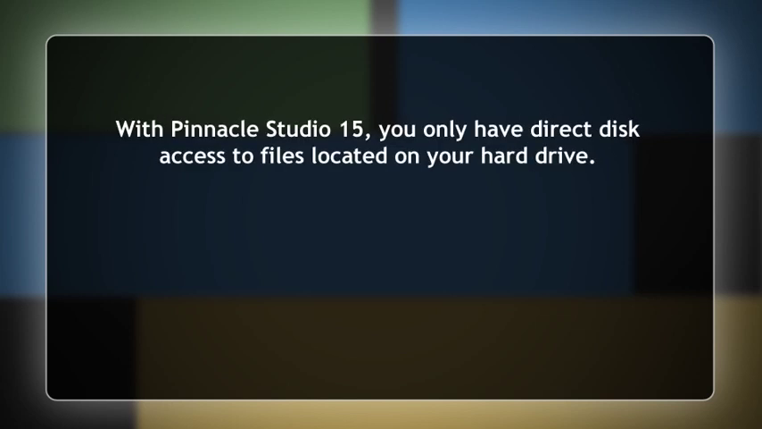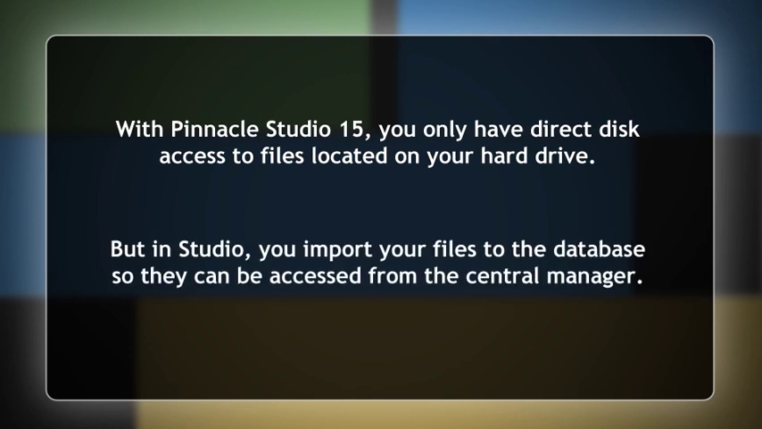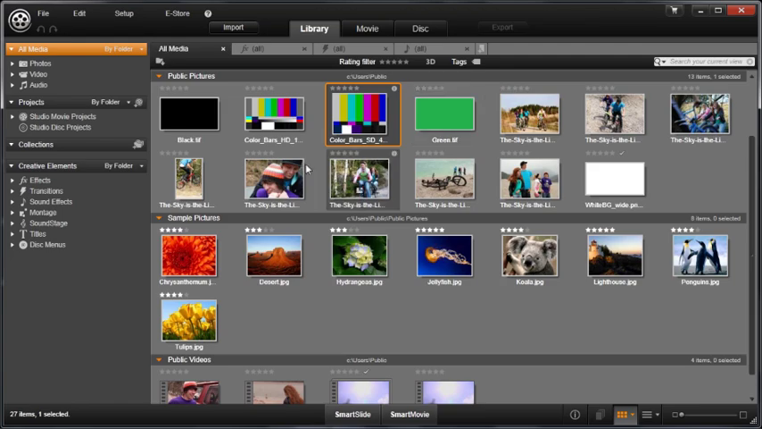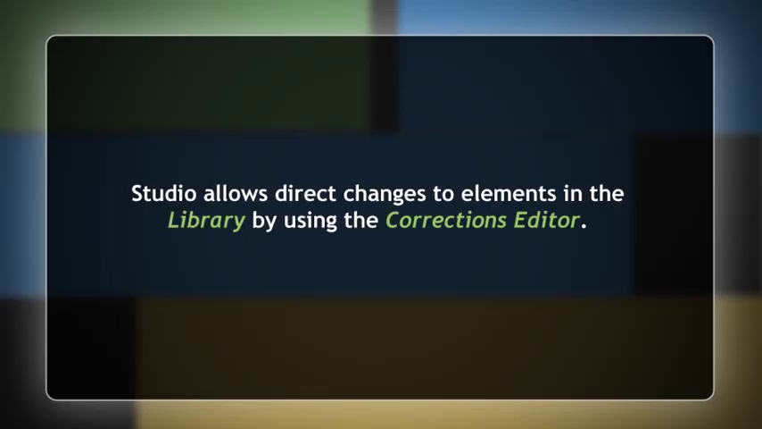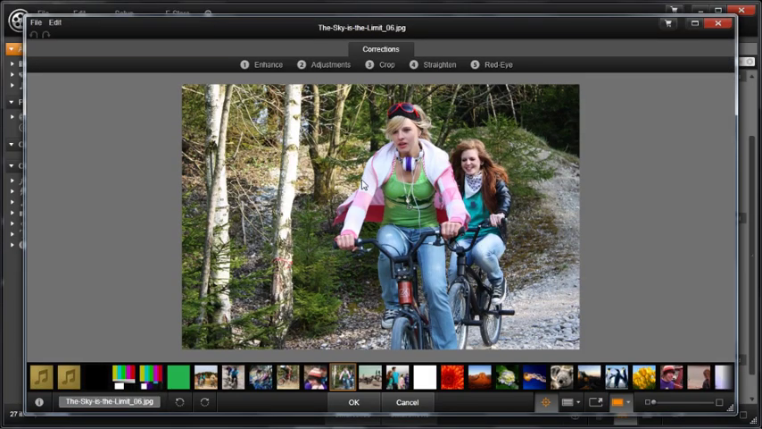A limitation in Pinnacle Studio is that you have only direct access to files on the hard drive. In Studio, you can import your movie elements to the database. They are always ready to be accessed from the central manager. In Studio, direct changes and corrections of elements in the library are easy now. Simply double-click on an element within the library to send to the corrections editor. Here you'll find more powerful tools to make changes directly to the elements for repeated use.